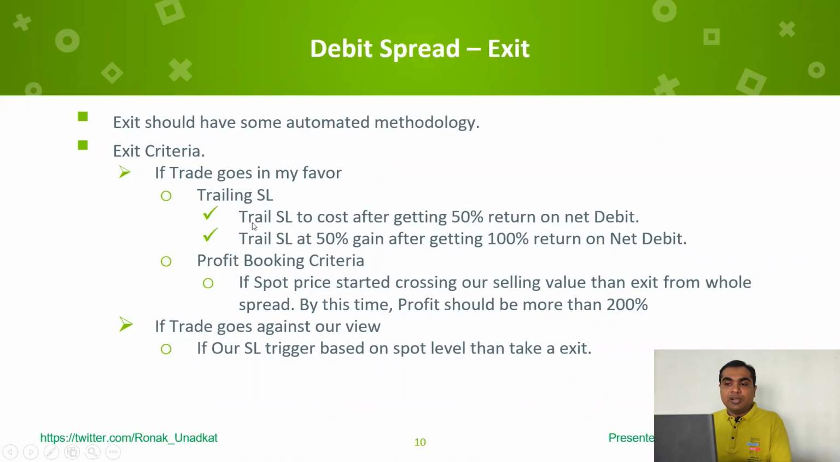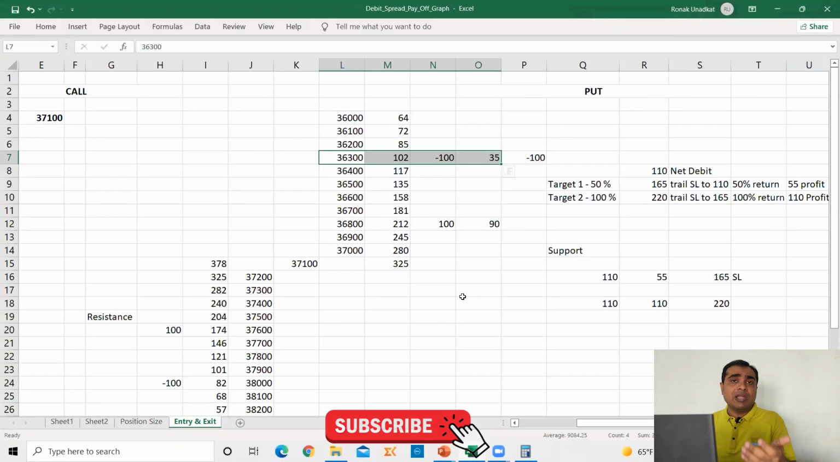I have written everything, trail the cost to 50%, you can read this as time. This is what happens if the market goes in my favor. Now let's say the market goes against me.